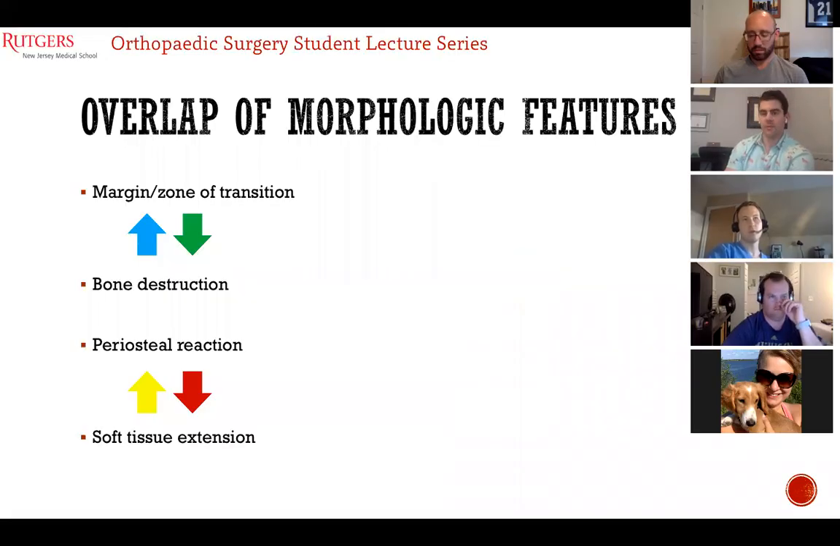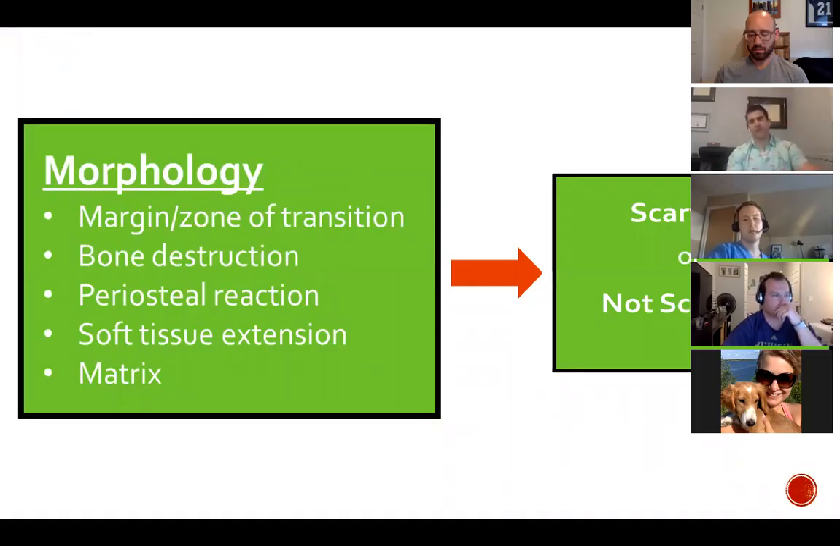So Joe, can you go back to that slide? Yeah, for sure. These markers located on the left side of the slide, those are all your cheat code. If you can identify a characteristic for each one of those bullet points, it will tell you, is this a scary lesion or a not scary lesion?